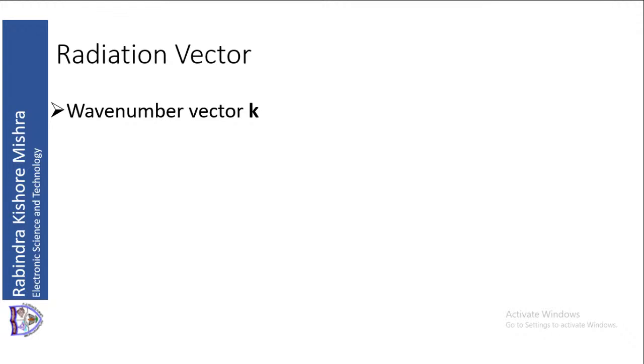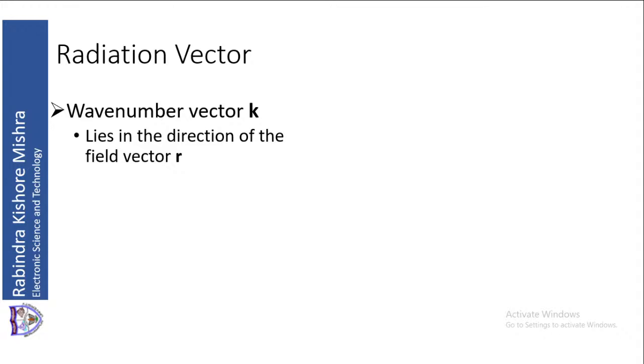Start with the radiation vector. In the radiation vector, one term is very important. This term we have already seen earlier, which is called the wave vector or wave number vector k. The wave number vector is a vector along the direction of propagation. Its direction is the direction of propagation, and the magnitude of this vector is the propagation constant beta.